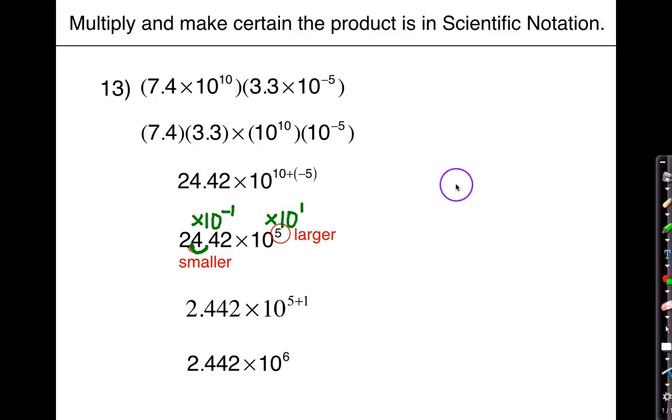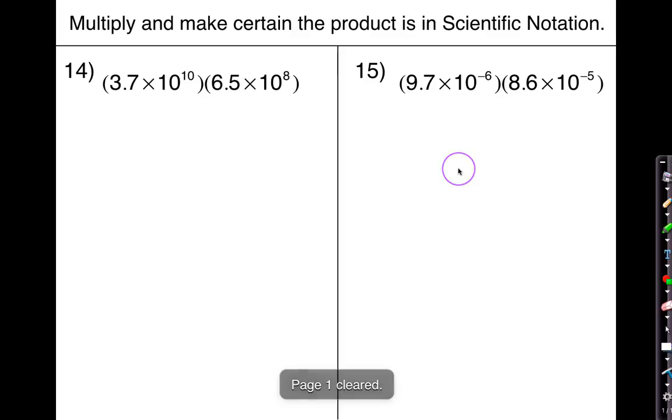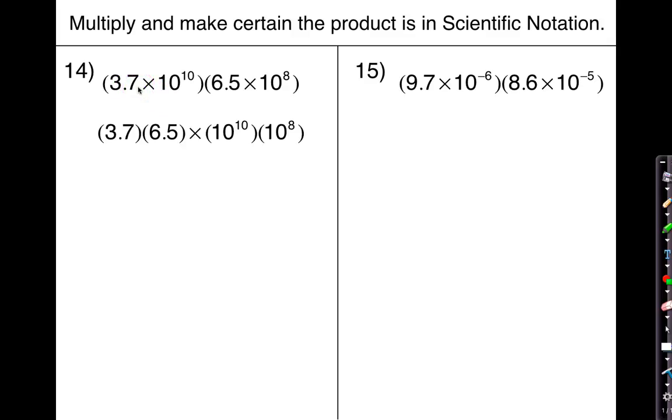Okay? So now I'm going to go ahead and do number 14 as well. That way you can try numbers 15, 16, and 17 on your own. Same steps as before, we're going to rearrange it using the commutative property by grouping the coefficients together and then the base 10s together. So multiplying the coefficients together, I'm going to get 24.05 times 10 to the, here since they're being multiplied, I can add the exponents together, leaving me with 24.05 times 10 to the 18th power.